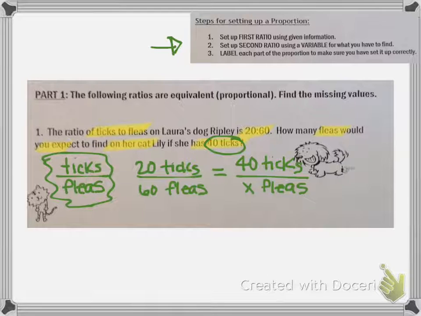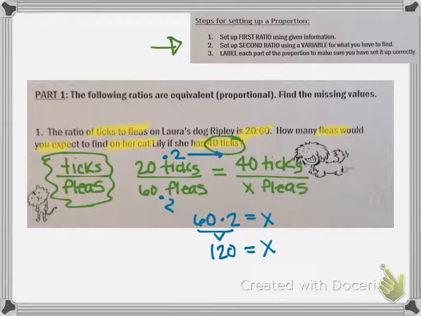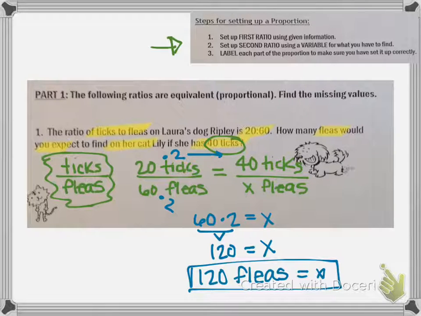Okay, then within our proportion, we solve. So, how do I get from one to the other? How do I get from 20 ticks to 40 ticks? I'm moving this way with it. To get from 20 ticks to 40 ticks, I multiply times 2. What I do to ticks, I have to do to fleas. So then it's 60 times 2 equals X. 60 times 2 is 120, and that equals X. So I have 120 fleas is what I would expect to find if she had 40 ticks.